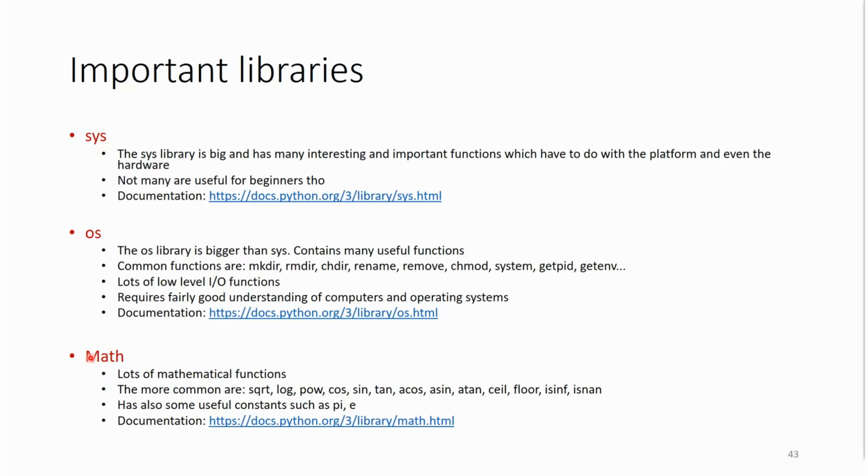Last is math. It's a very useful library that has mathematical functions such as square root, logarithm, cosine, sine, etc. It also has some constants such as pi and others. If you want, you can access the documentation of these libraries here, or if you meet a new library, you can just Google it, and probably the first website you'll see is the description of that library. Now, let's talk about file input and output.